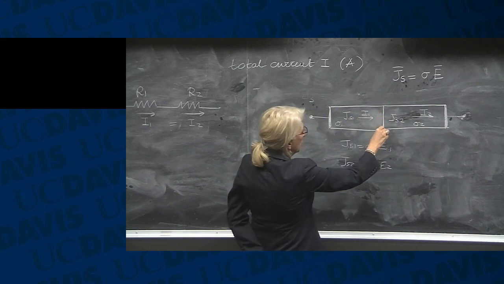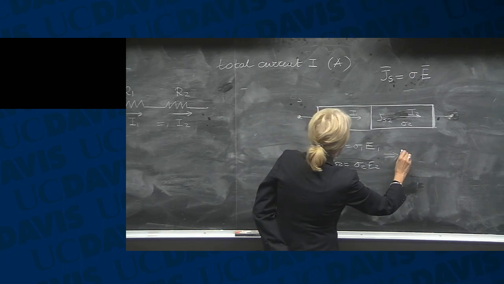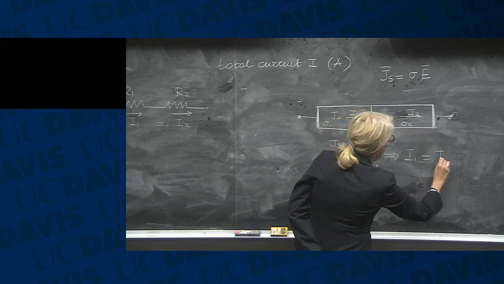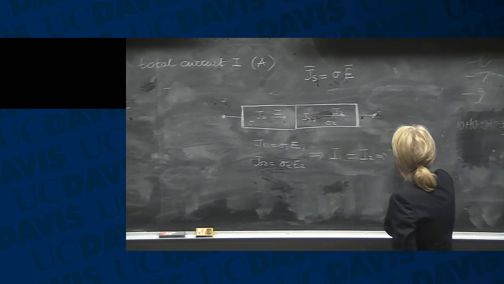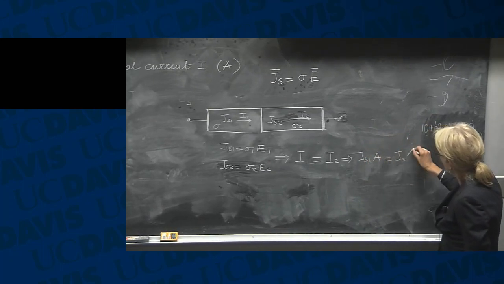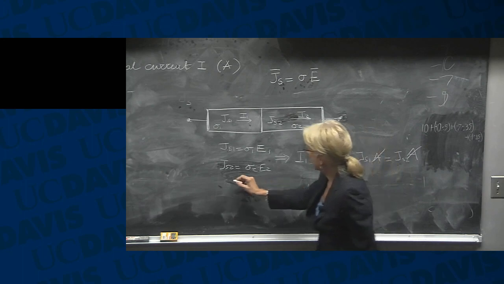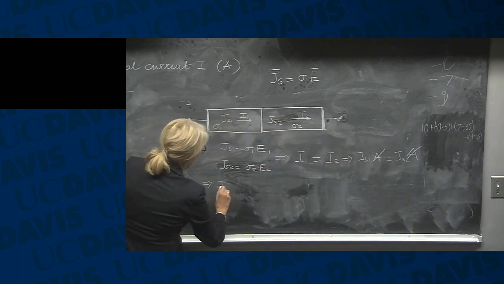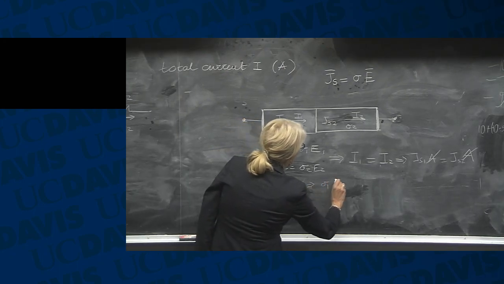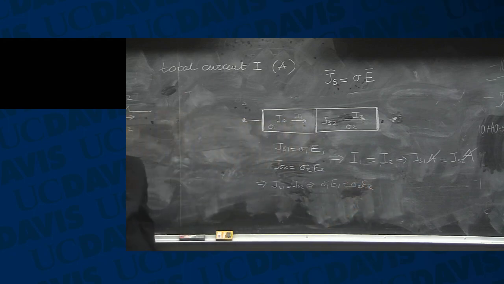And what is the boundary condition here? That the total current from here is equal to the total current from there, which means that JS1 times the area should be equal to JS2 times the area, which means that JS2 has to be equal to JS1, which means that sigma 1 E1 has to be equal to sigma 2 E2.